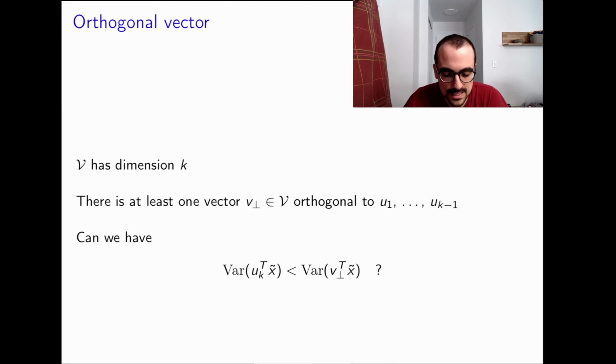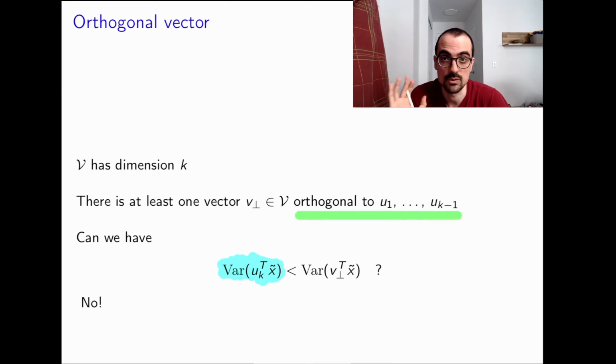So we have this vector that is orthogonal to u1 to uk-1. Can the variance in that direction be larger than the variance in the direction of the kth principal direction? If you remember the spectral theorem, it cannot. By the spectral theorem, this variance is maximized at uk for directions that are orthogonal to the first k-1 principal directions. That's what the spectral theorem tells you.